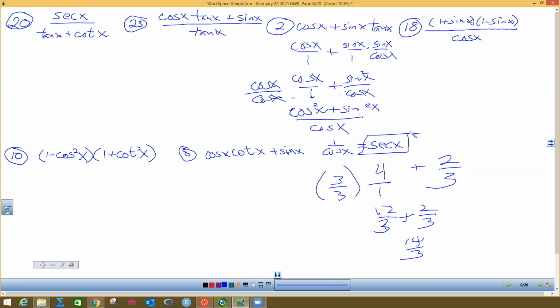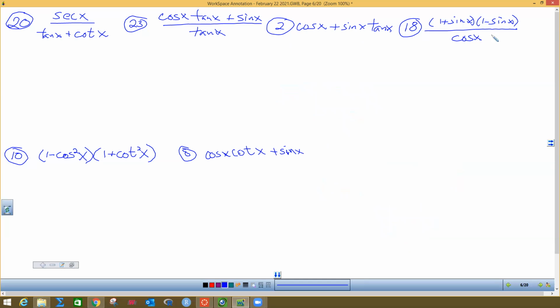Question? Is this helping? Okay. Then go to the next one. Now everything's in terms of sine and cosine, so I'm not changing anything here. What do you think you should do first on this problem?